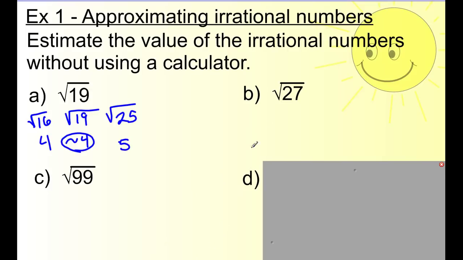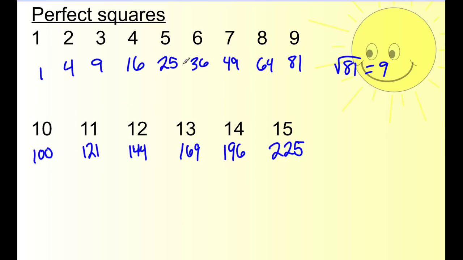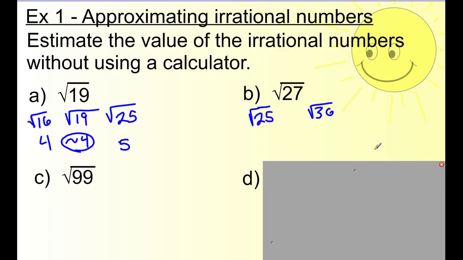This next one, square root of 27. Now, I know this off the top of my head. You may not. The two perfect squares that are around 27 are square root of 25 and square root of 36. 27 will be right in here between 25 and 36. Square root of 25 is 5 and square root of 36 is 6. So this square root of 27 is definitely much closer to the square root of 25. It's only 2 numbers away here, where that's like 9 numbers away.